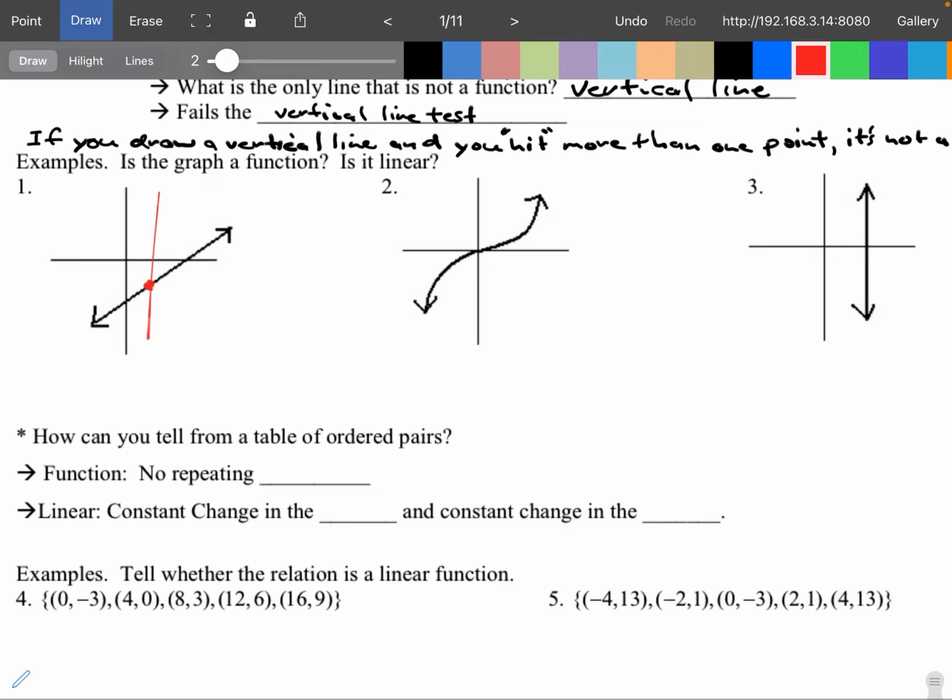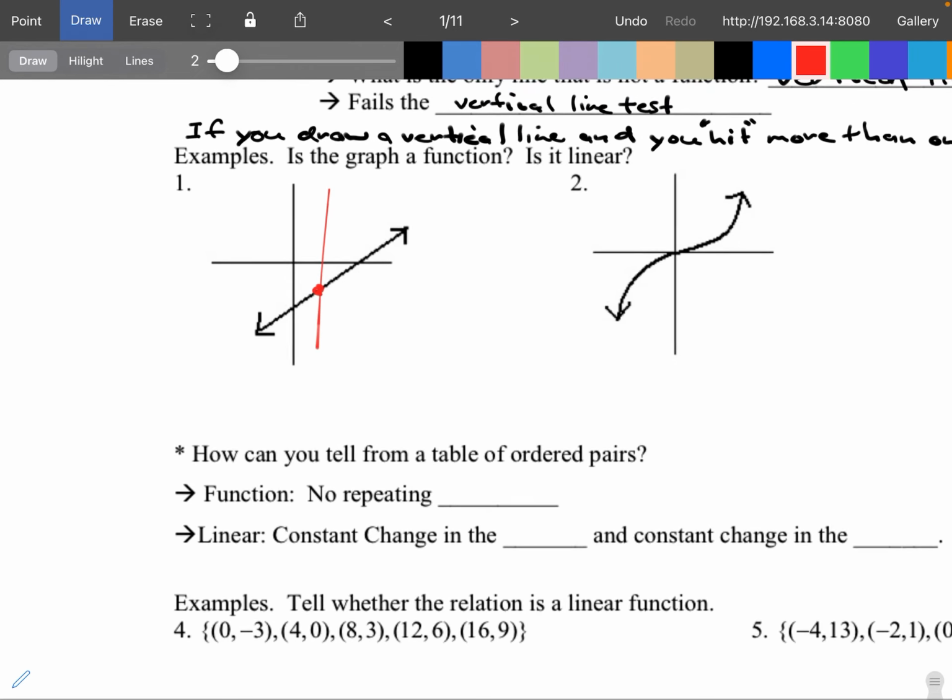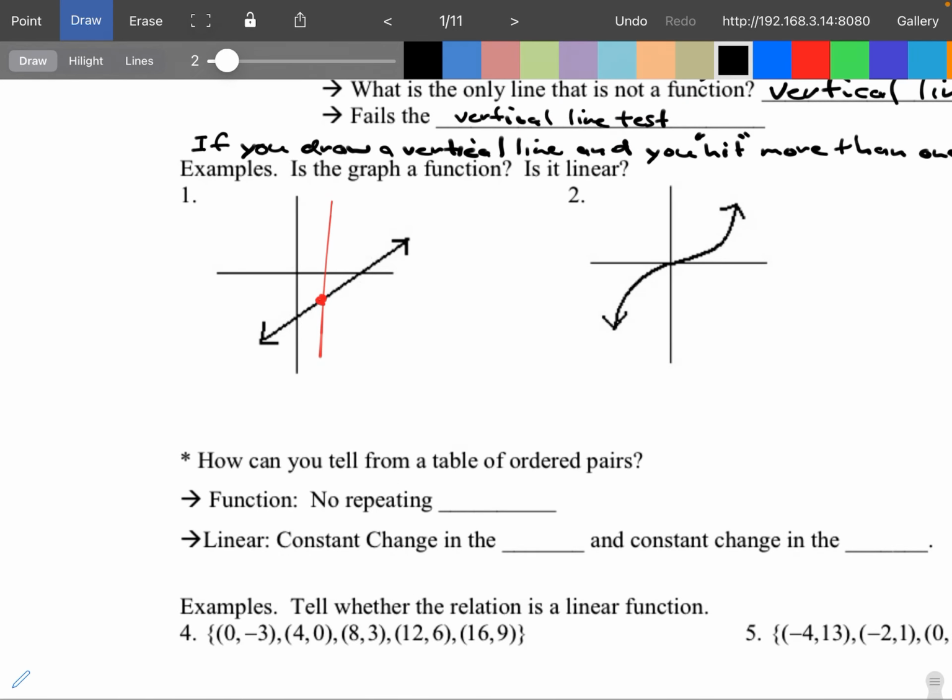All right, so look at example 1 there then. Is that a function? Yeah, because if I draw a vertical line anywhere on there, I only hit one point, right? Is it linear? Yeah, because it's a straight line. So you want to say yes and yes. So yes, it's a function, and yes, it's linear.